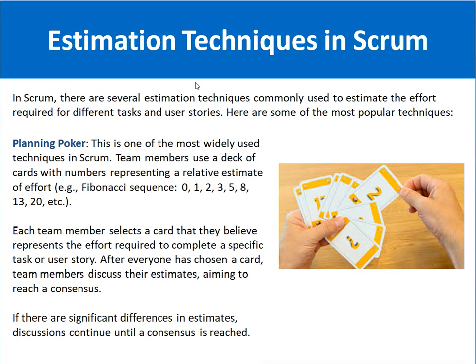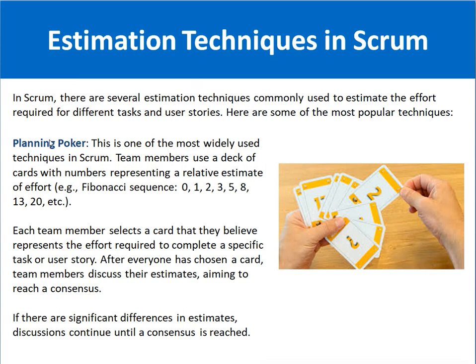So in the Scrum framework, there are several techniques available to estimate the effort required to complete tasks and user stories. We shall discuss them in detail one by one. First of all, we have to understand what a user story is. A user story is a functional requirement or feature required to complete a product. So the first one is planning poker.